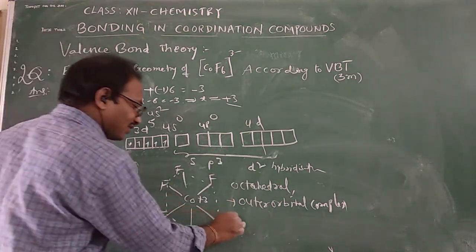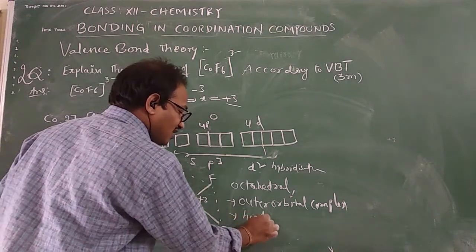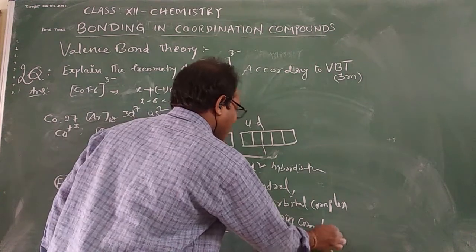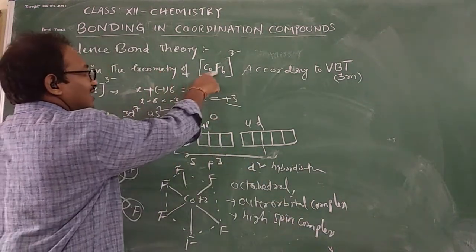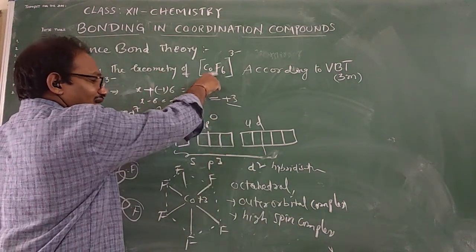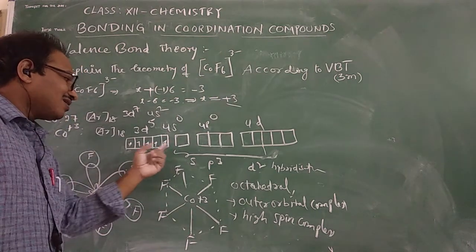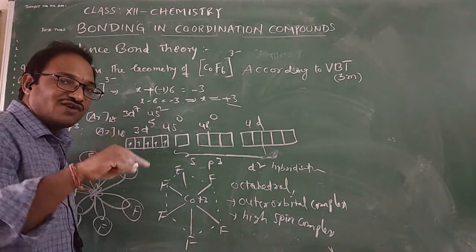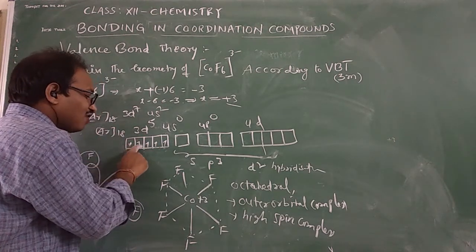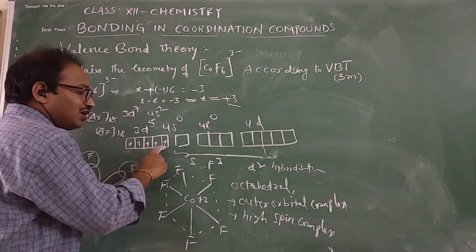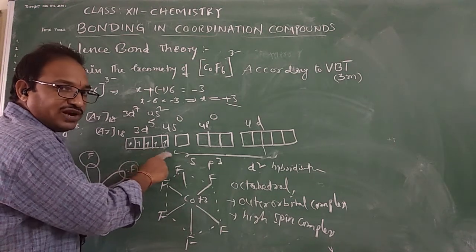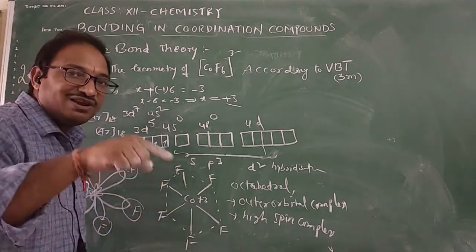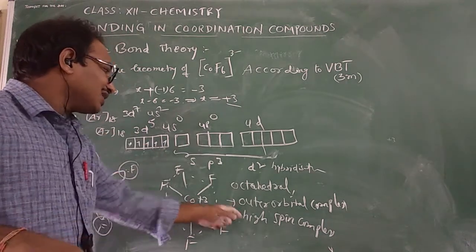And here it is a high spin complex. Sir, why is it called a high spin complex? When weak ligands like fluorine are there, the electrons are not rearranged, and each electron spin is plus half or minus half, so the total will be plus 2.5. That is high spin. If the electrons get paired, the spin will be less. So here this is a high spin complex.